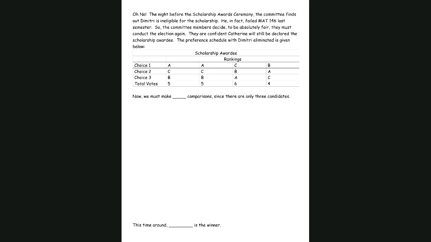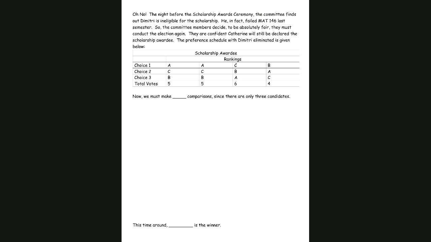He didn't anyway, but since he failed Math 146 last semester, the committee members decide, to be absolutely fair, they must conduct the election again. They are confident Catherine will still be declared the scholarship awardee. They're confident because taking Dimitri out shouldn't affect that Catherine won, right? You don't think it would, right? Dimitri didn't win, so. But wouldn't it change like the order? Yes, it is going to change the order a little bit.